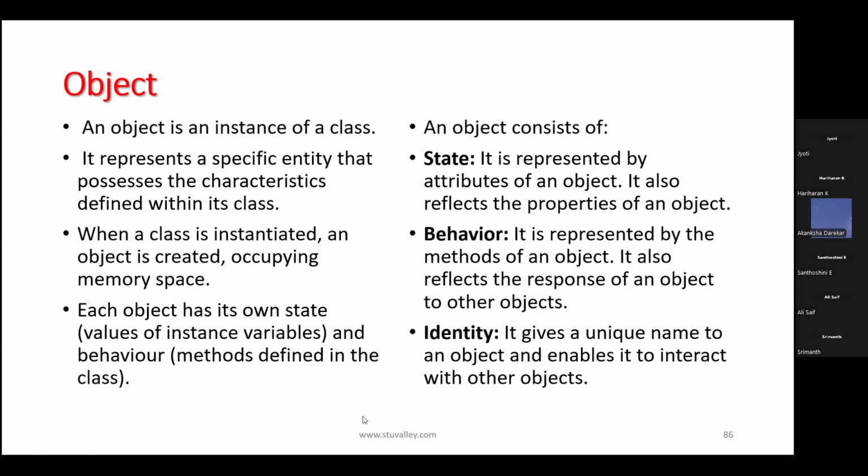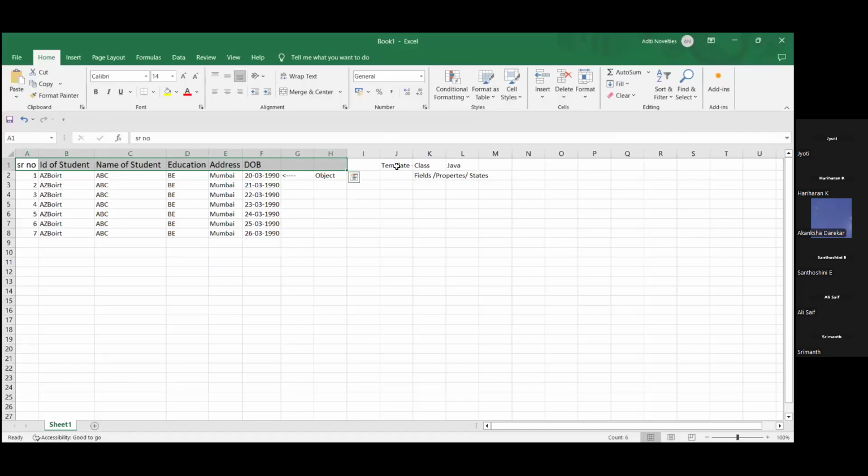Now, we have created this template. We have created a class with all these fields, properties, states, methods, etc. Now I want to add data into it. I have added this first row with some data. This data is nothing but the object of a class. So how does the object get stored?